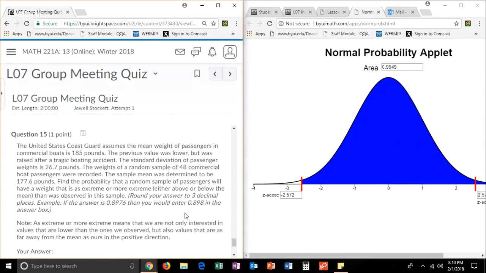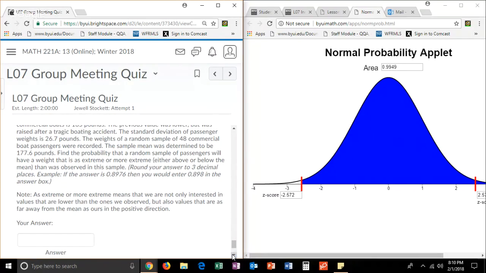I don't even understand what it's asking. So it wants us to find the z-score of 177.6 pounds. Okay. I'm just going to try to find the z-score of 177.6 and see if it gets us on the right track. So 177.6 minus 185, negative 7.4, and then square root of 48.